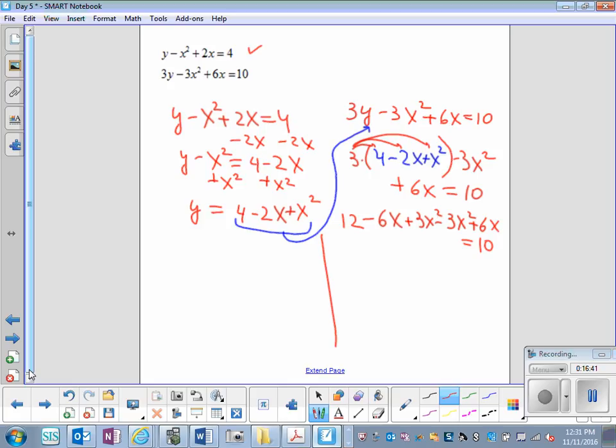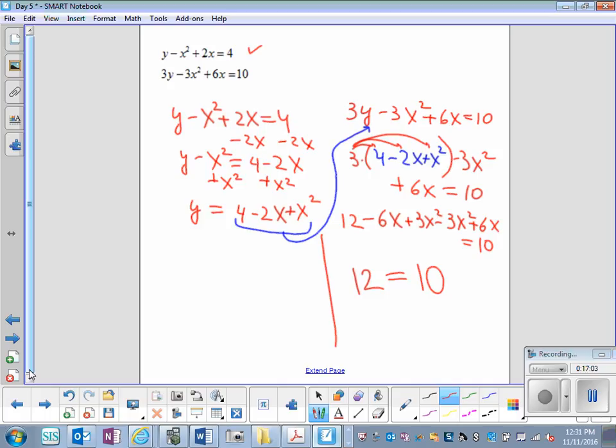So what are my like terms? I have negative 6x, positive 6x. Minus 6x plus 6x, 0. 3x squared minus 3x squared, 0. So what I have is 12 on one side and 10 on another. 12 equals 10.